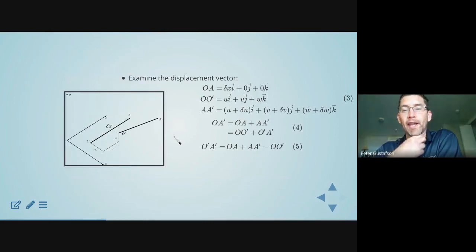All right, so now we've got to get into the nitty gritty. If we write OA as a vector expression, we can see that the vector from O to A is equal to dx, the length dx. It's a magnitude in the i direction, so it's aligned with the x direction. It has no component in j, and no component in k.